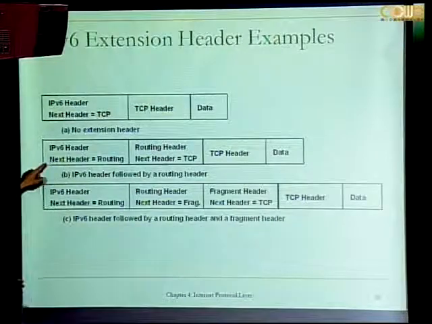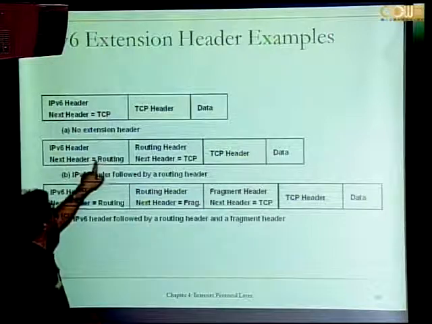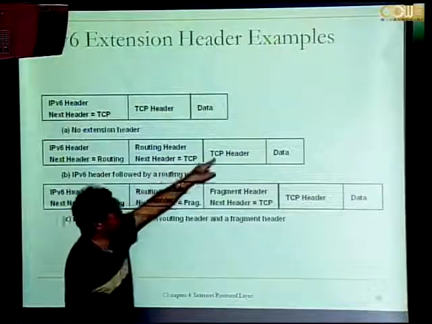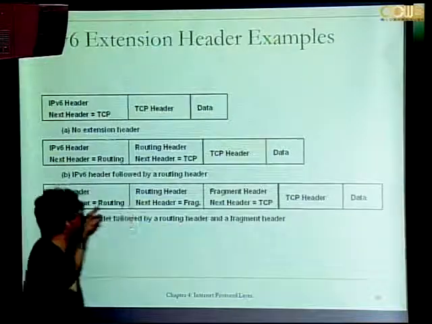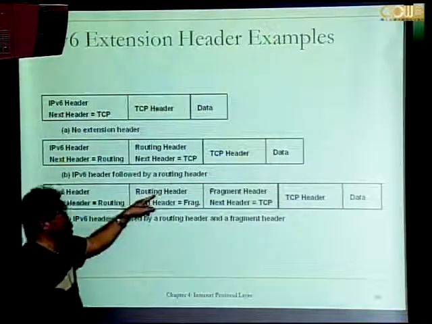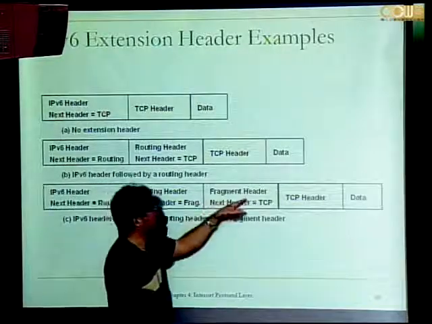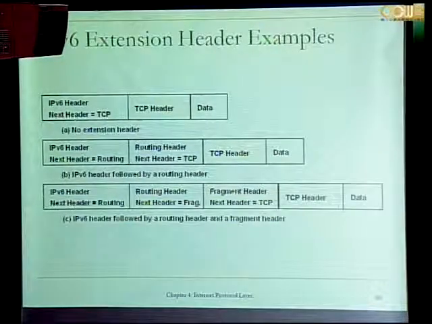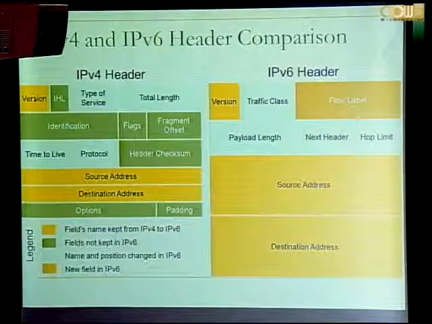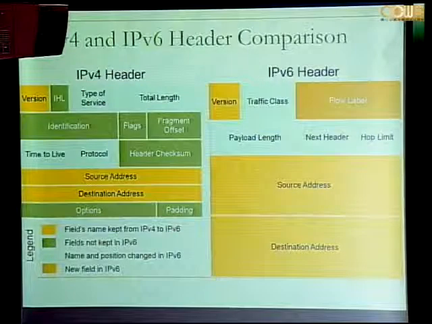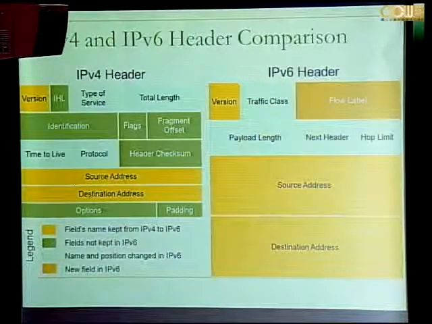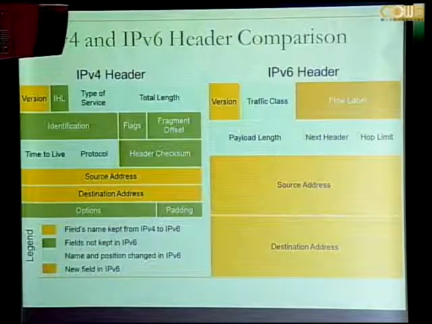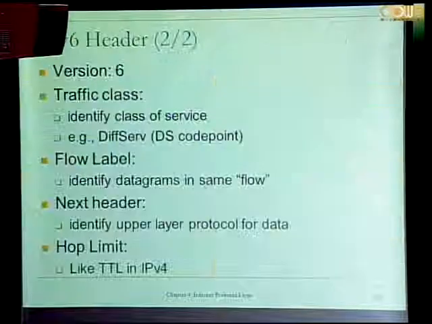But if I have other headers, extension headers, I would have this IPv6 header, and then the next header will be a routing header, and the next header TCP. If I have two extension headers, I would have this packet. The next header is the routing header, then the next header is the fragmentation header, and then the next header is TCP. So by the field of next header, I identify whether this is a TCP header or other extension headers. Essentially, I'm putting some extra stuff into the extension header so that I can keep the header fixed and simple.